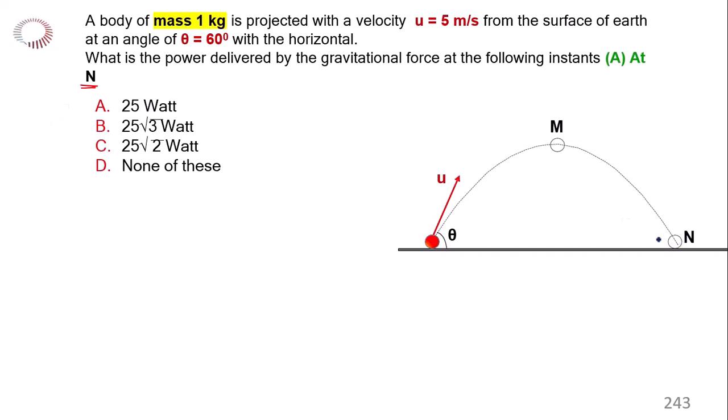At point N, the particle is moving down. If I throw the ball with the u velocity, it will come down with the u velocity in this direction. Now u has two components, ux and uy. Once the particle is hitting the ground, uy is downward and ux is horizontal. What is uy? Because the body is fired with a velocity of 5 meter per second, uy is 5 sin 60, so 5 root 3 by 2, and ux is 5 by 2.